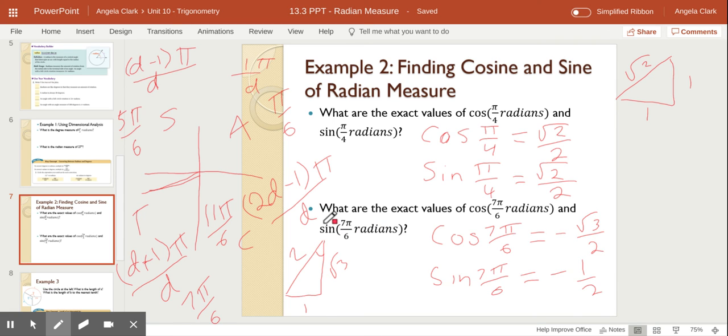And then once you know what quadrant you're in, you can figure out positive, negative. And then to find the actual number, you can use either the triangle or the unit circle, whatever makes sense for you.